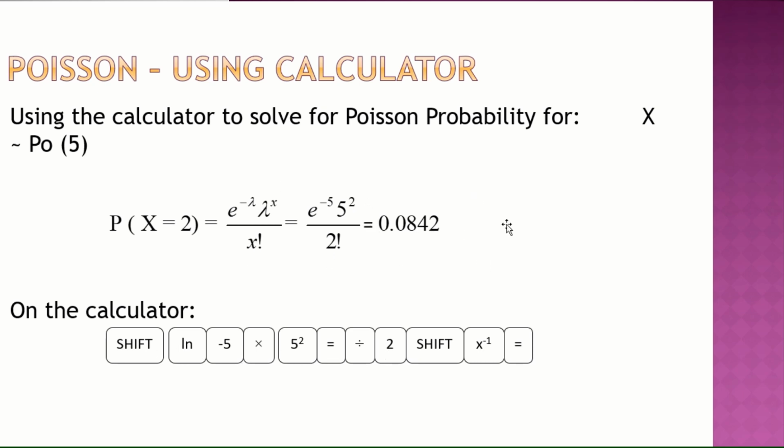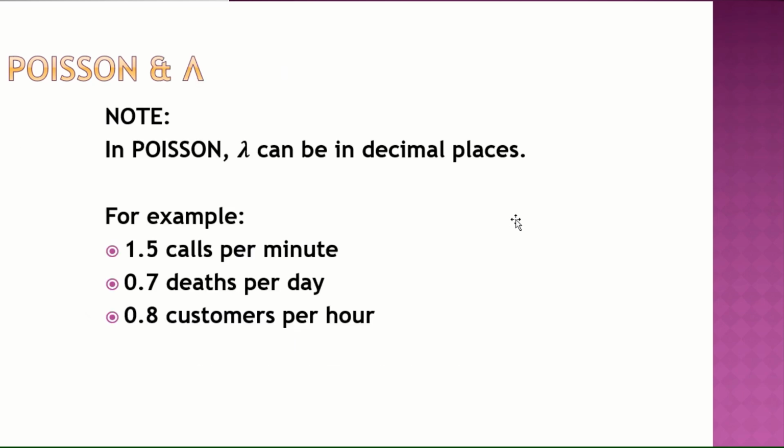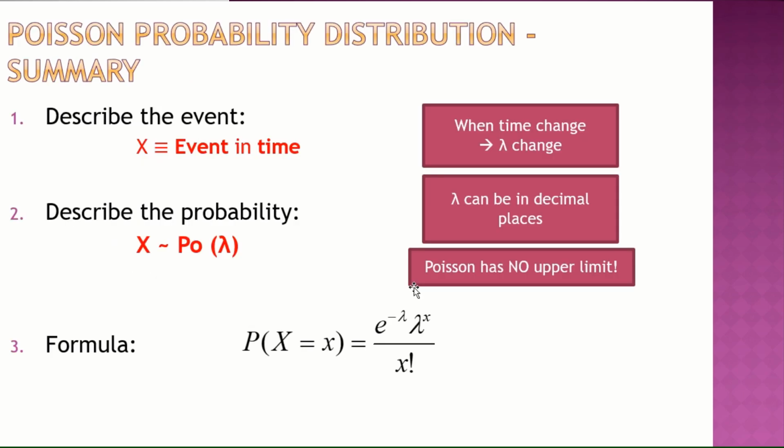I want you to try this out first before you try any questions, so you know how to use the calculator. Okay, so for Poisson distribution, your lambda can be decimals. For example, 1.5 calls per minute, 0.7. It can be decimals, no problem. Okay, so the first thing you do as usual, you will define your event, define your distribution, then you must know the formula. The formula is given to you in your formula sheet, okay?